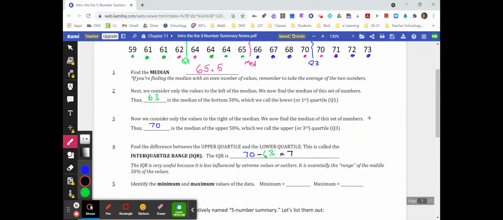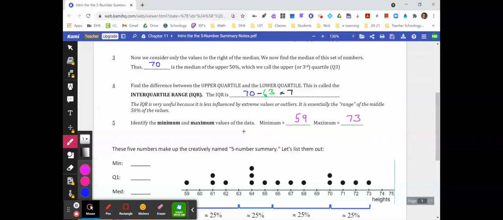So now let's go ahead and identify our minimum and maximum values of this data set. So if we look here, our lowest or minimum number is going to be 59. And at the other end here, our maximum value is going to be 73. All right, nice job here. So let's scroll down here and finish these notes off.